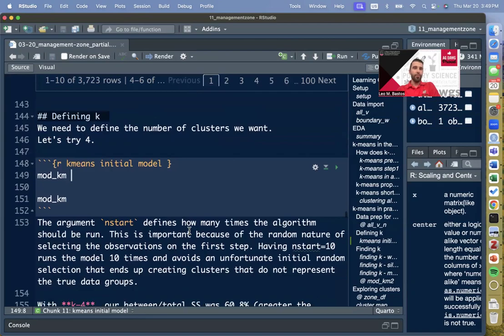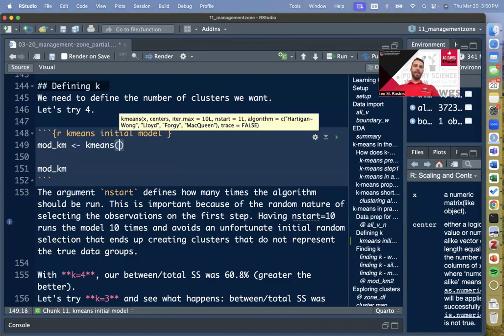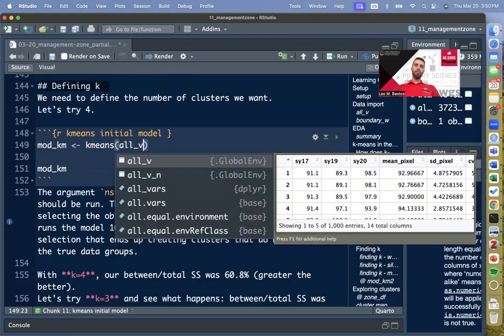Okay, so on k-means itself, on the function k-means, we need to tell it what is the k that we want. And so to begin with, let's try 4. So on this next chunk here, give it the assignment symbol. We're going to use a function called k-means from the stats package. We're going to give it our data frame, which is the one that we just created above, all vn.